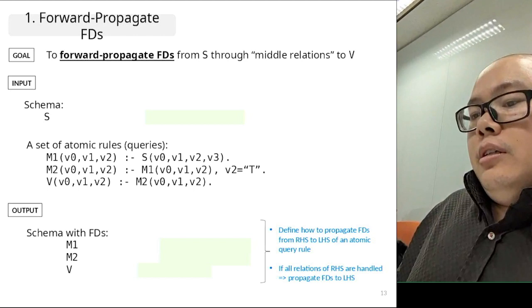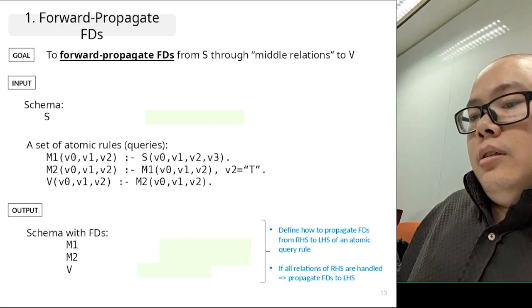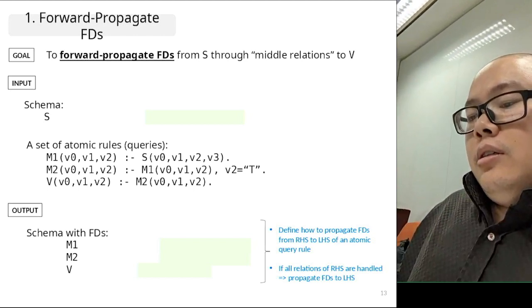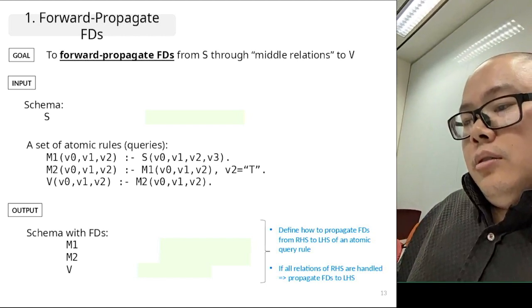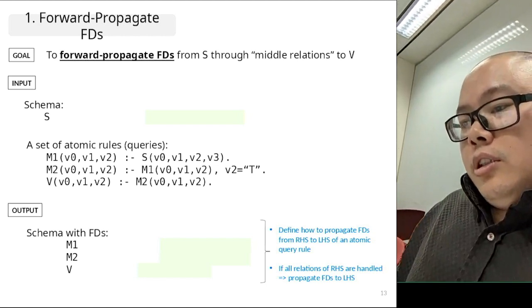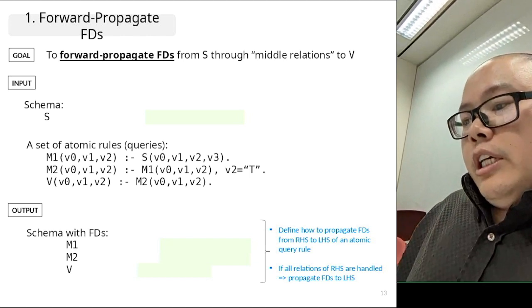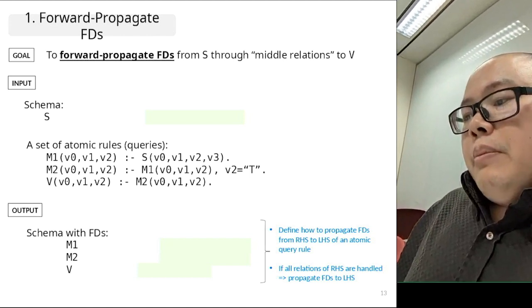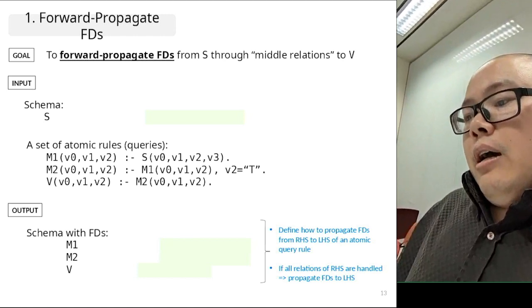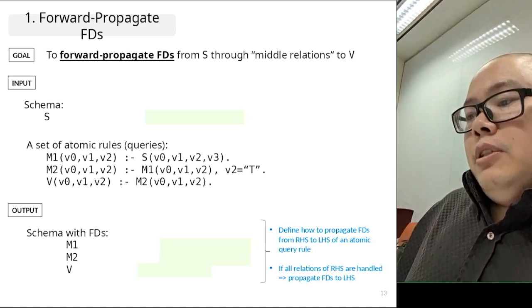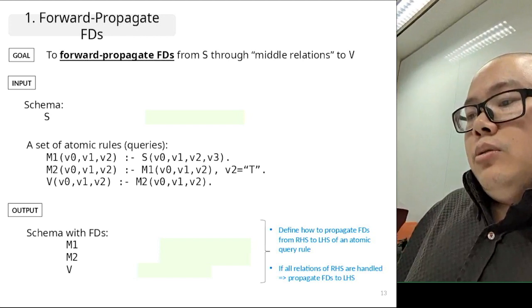And output is a schema of our own intermediate relations M1, M2, and V. So all the schemas in the output should be attached with a functional dependency. The idea is for each atomic query we define how to propagate functional dependency from the right hand side of the rule to the left hand side of the rule.